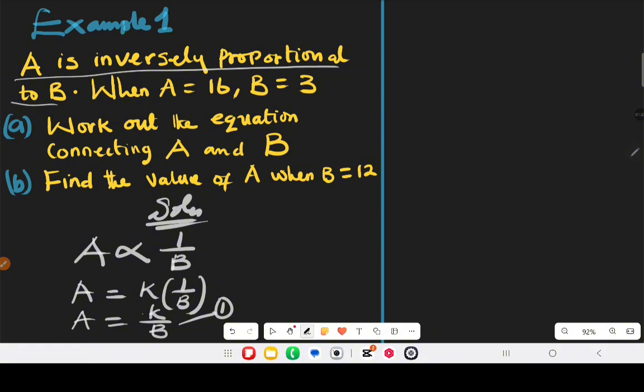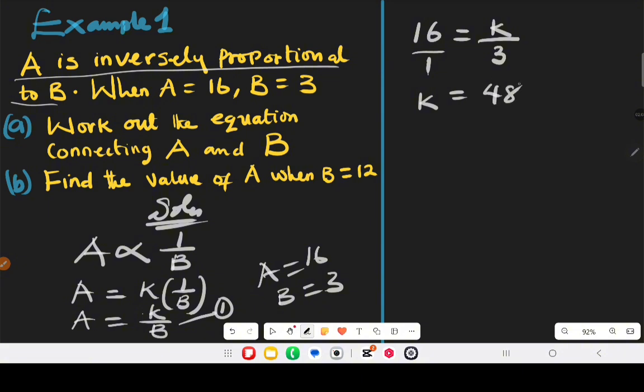Now we move further. We put the value of A equal to 16 and the value of B equal to 3. And that is 16 equal to K all over 3. Now, if we cross multiply, K times 1 gives us K, and 3 times 16 gives us 48. Now K is 48. We substitute K into equation 1. We have A equals 48 all over B. So this answers question A, which is the equation connecting A and B. We call this equation 2.